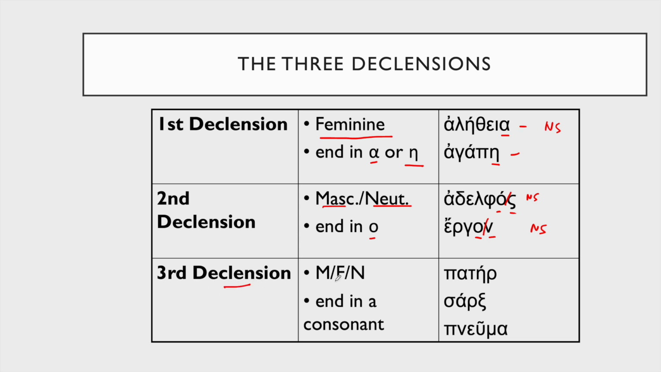Third declension is a bit different in that it includes nouns of all three genders, masculine, feminine, neuter, which makes things a bit tricky, and they end in consonants. Here's an example of a masculine third declension noun, pater. Here's an example of a feminine third declension noun, sarx. So this is father. This is flesh. And this is an example of a third declension neuter noun, pneuma, and it is spirit, or could be wind. Now again, we see these end in consonants.